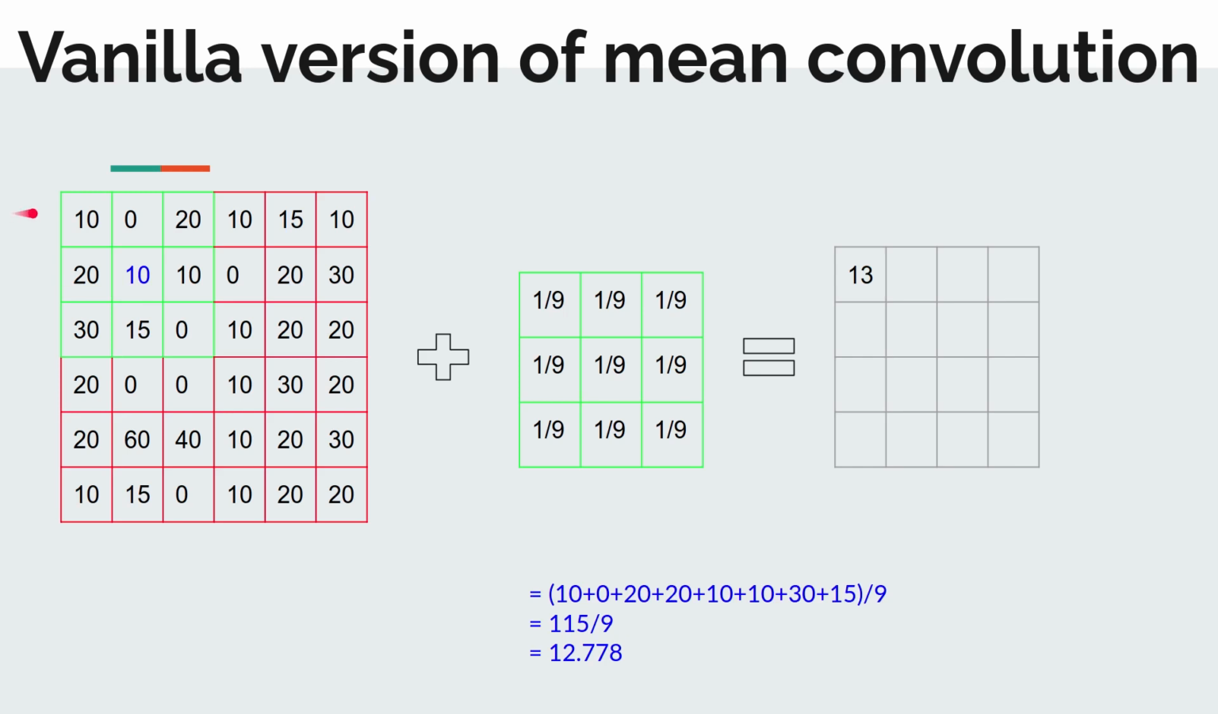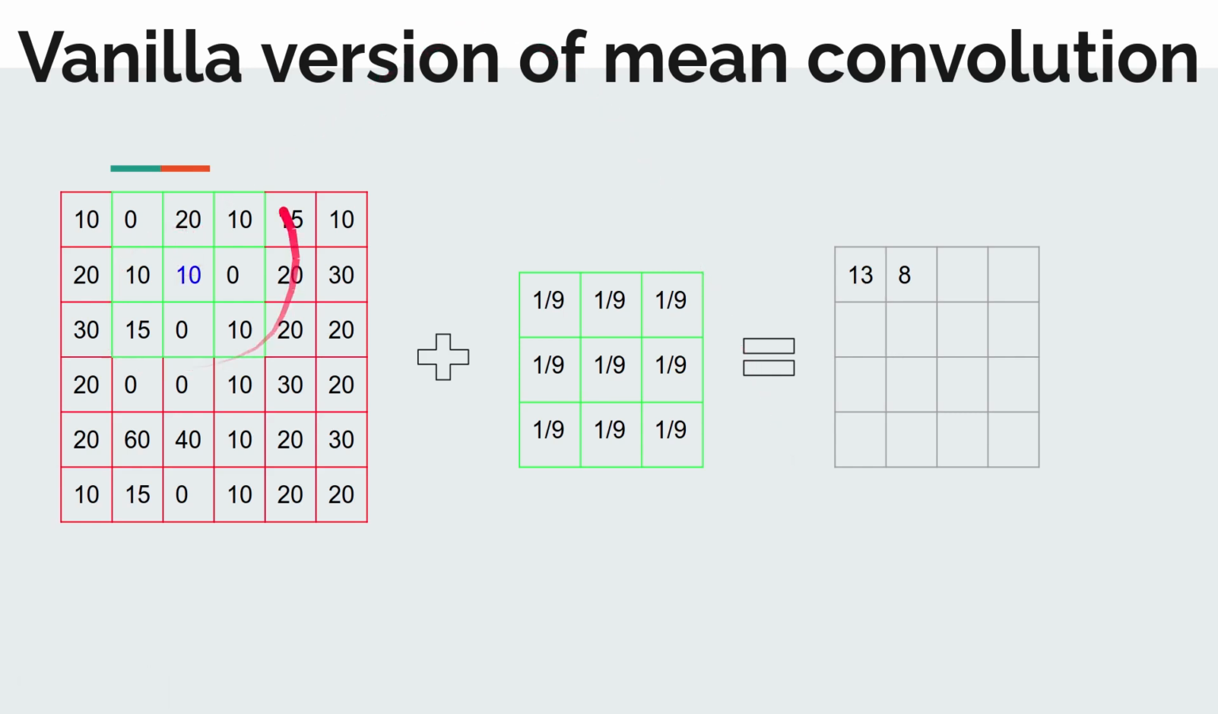So here we'll add 10, 0, 20, 20, 10, 10, 30, 15, 0. So we add these values and we divide it by 9, which is the number of elements. So it comes up to 12.77. So we take a fresh image and update the pixel value to be 13. After which we shift the kernel to the right and do the same process.